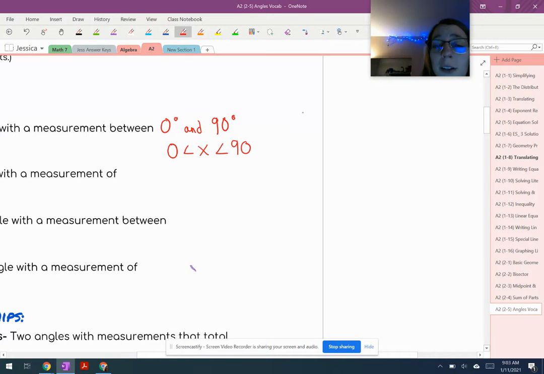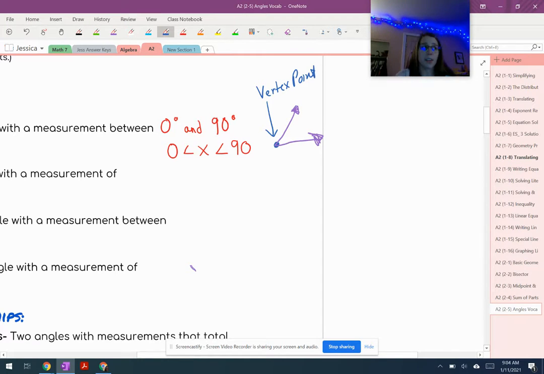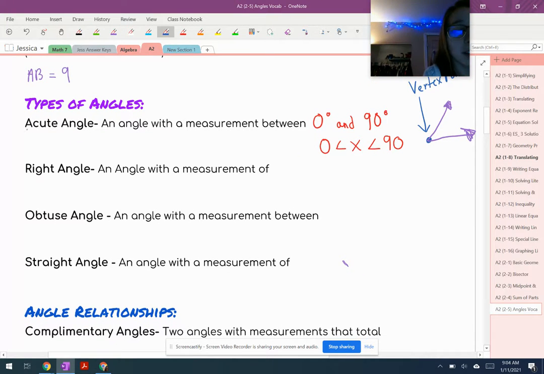So an acute angle, an example of one of those looks something like this, where that opening is smaller than 90 degrees. And then we're just going to take a second right here, and this blue point right there, that intersection point, that's your vertex point. It's that vertex where they meet together there. Okay, so that's an acute angle.